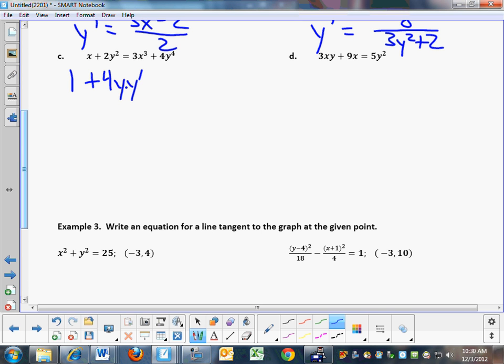Doesn't matter. I'm just not being consistent. You can leave the y prime in front or in back. Multiplication is commutative, so you can move it around however you want. Equals, what's the derivative of 3x to the third? 9x squared. Why don't I have to attach a y prime there? Because you're taking the derivative with respect to x. Very good. Plus, what? 16 y to the third times y prime. Now what?